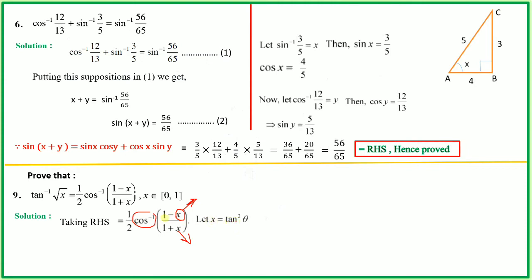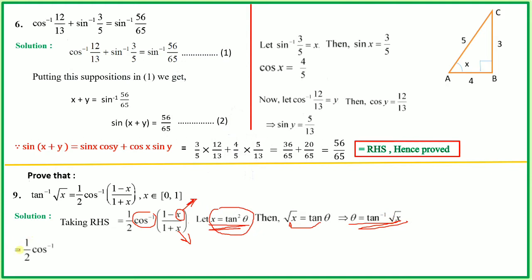x is equal to tan square theta. We are putting x is equal to tan square theta. Why? To make it cos 2 theta. So if we put x is equal to tan square theta, then taking square root of both sides, root x is equal to tan theta, and theta would be tan inverse root x, which we need at the end of the question.